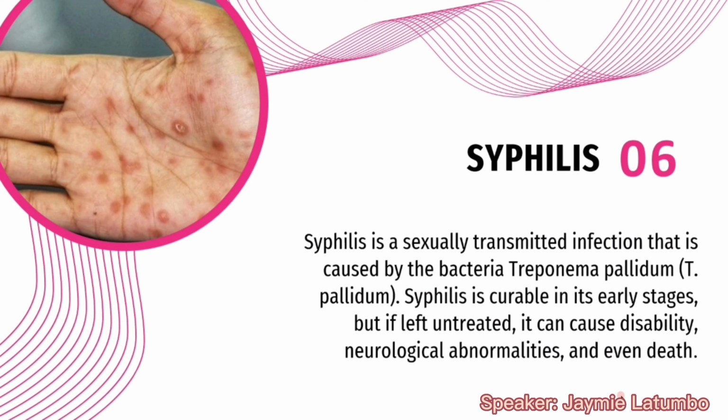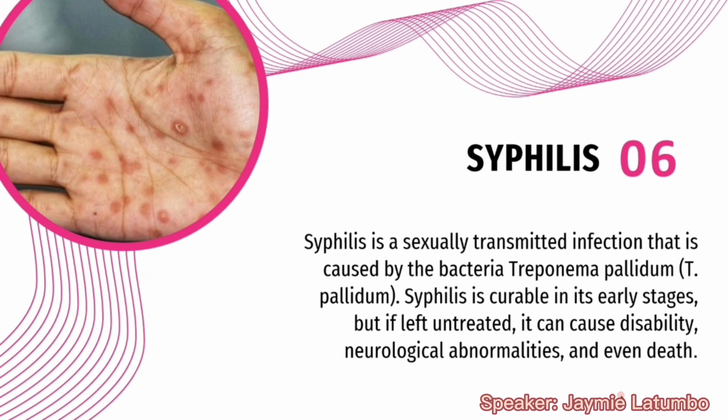So, syphilis is a sexually transmitted infection that is caused by the bacteria called Treponema pallidum. Syphilis is curable in its early stage, but if left untreated, it can cause disability, neurological abnormalities, and even death. So, syphilis is an STI that is caused by T. pallidum. The infection in syphilis develops in stages: primary, secondary, latent, and tertiary. Syphilis is most infectious during the first two stages, primary and secondary, and each stage can have different signs and symptoms.